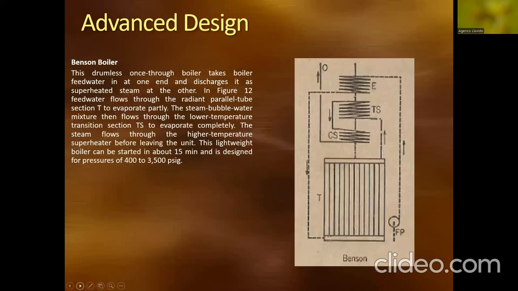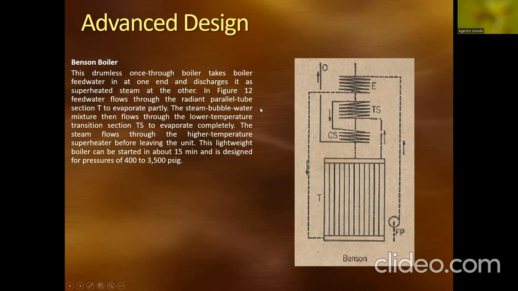Next, Benson boiler. This is drumless. So, wala. One screw boiler. Tandaan niyo, pag one screw boiler na drumless, that is Benson. Nasa board exam to. Takes boiler feed water in at one end and discharges it as superheated steam at the other end. Okay. Yan. Ito. And pasok doon. So, other end ito, labas na sa superheated.